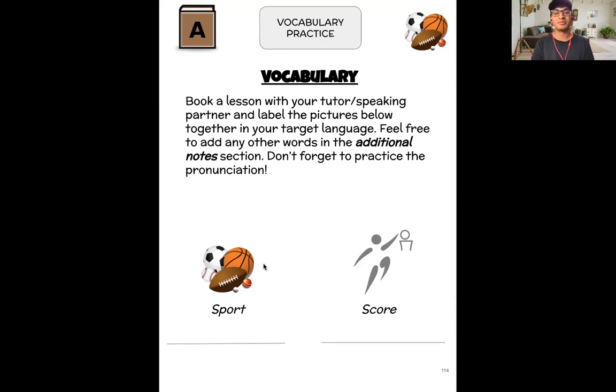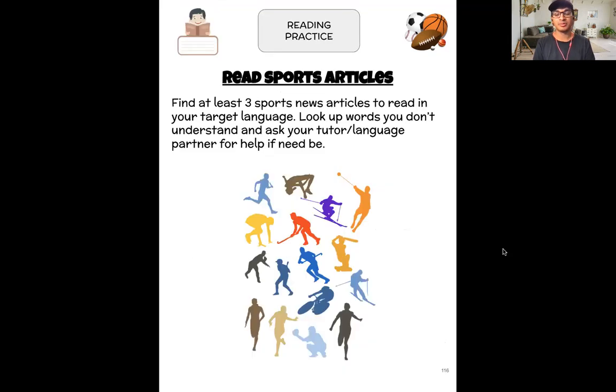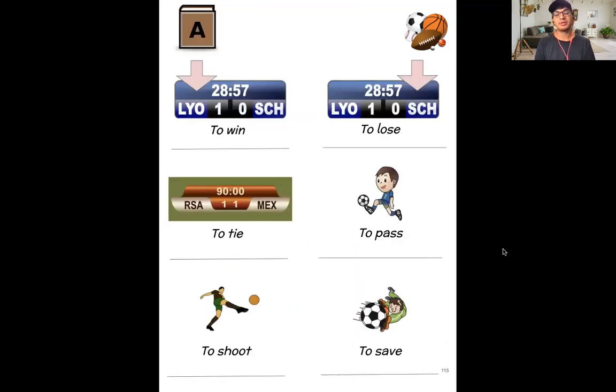Okay. So here's the vocabulary. We have the word for sport. We have score. You could use score as a verb or a noun, to be honest. To win, to lose, to tie, to pass, as in pass a ball, for example, to shoot, to save, like save the ball, right? There's way more than this. These are not your only words for sports, but this is just a short list to get you started.